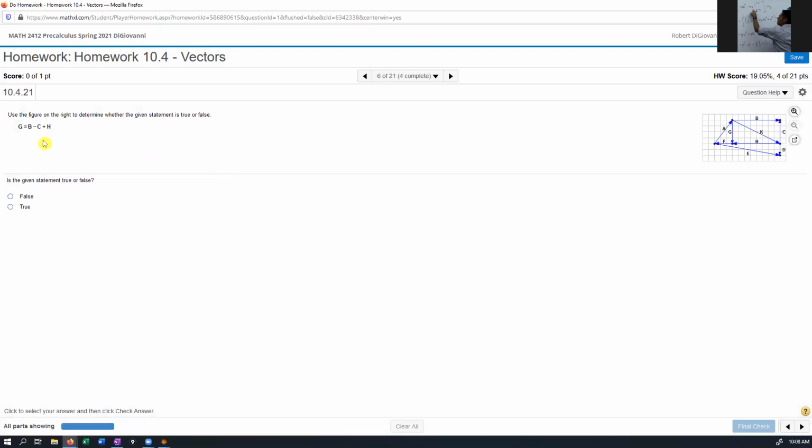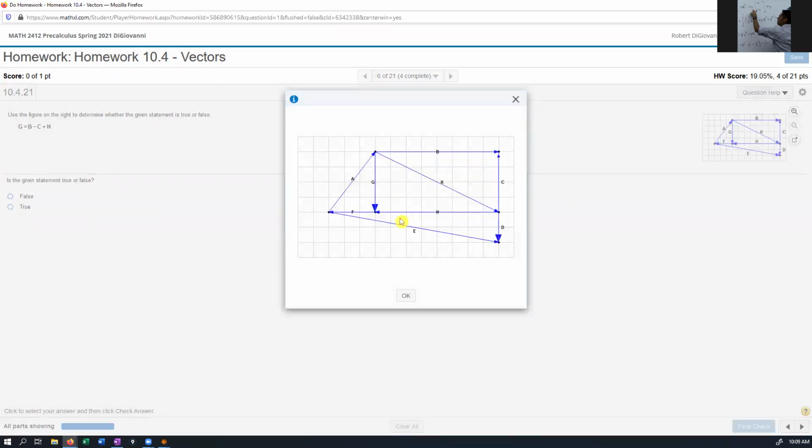Okay, they give us another figure. Figure out if g is b minus c plus h. Oh, great. Okay, good. We can make this one bigger. So here's b. Okay, now we want to do minus c. Now c, it looks like to me that c starts here and goes here like that. So minus c will actually go the other way. So minus c goes like this. That's minus c. So if we take b and we add to it minus c, we're here.